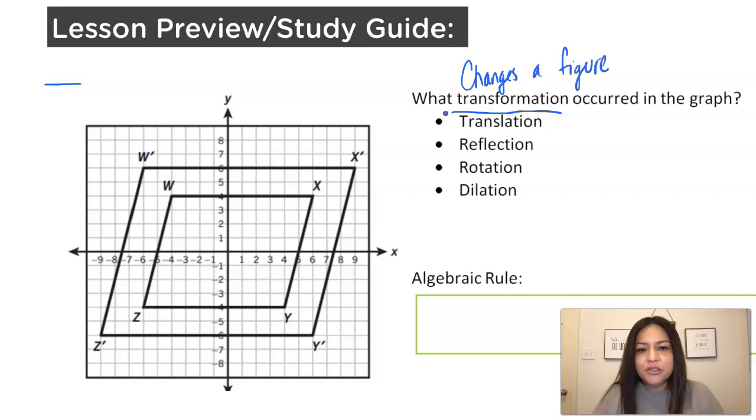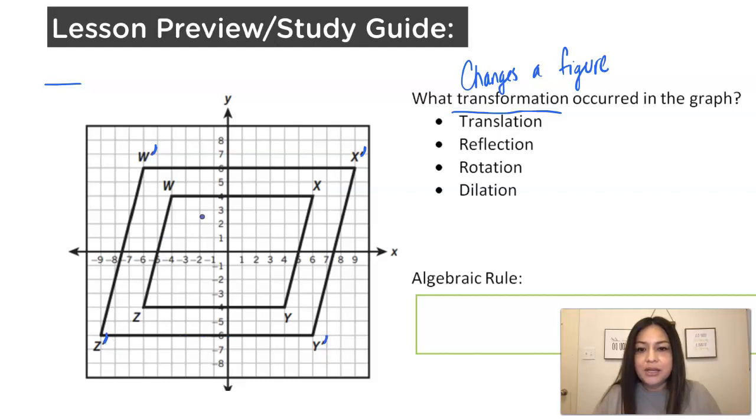Okay, so my first question to you is, what transformation occurred in this graph? If I take a look at the diagram and the graph, I need to identify which one's the original figure. The way that I do this is the original figure will always have my regular labels like W, X, Y, Z. My new figure will always have these prime symbols. We call them prime, but they look like little apostrophes. And when I see those little apostrophes, that is my new figure.